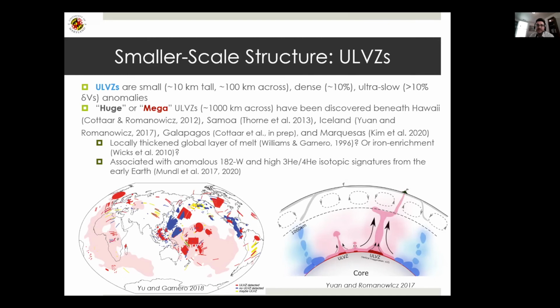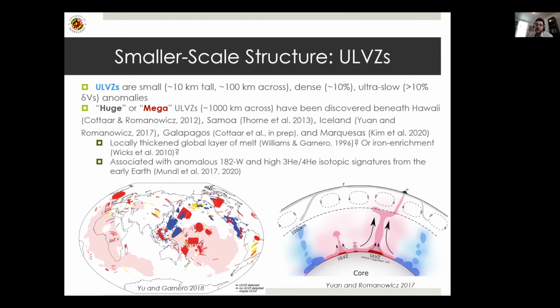And so one possibility is that these mega ULVZs represent locally thickened ULVZs from a global layer of melt that's lying on the core-mantle boundary. This is proposed by Jan and Romanowicz. So underneath plumes, where there's a mantle upwelling, you would upwarp this melt layer, suck it up to a greater height. I know that this is an area of active study in geodynamics of how high you can suck up such a melt layer and whether or not this is a realistic explanation.